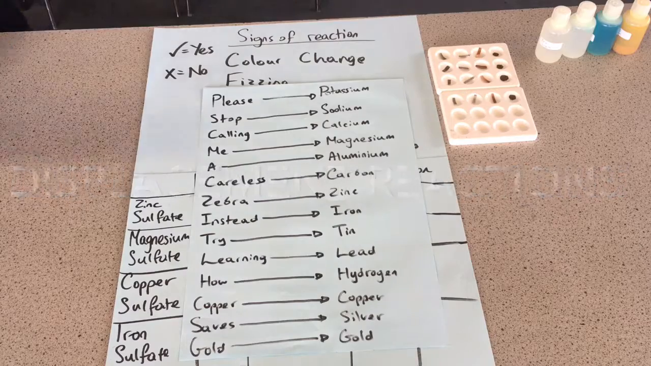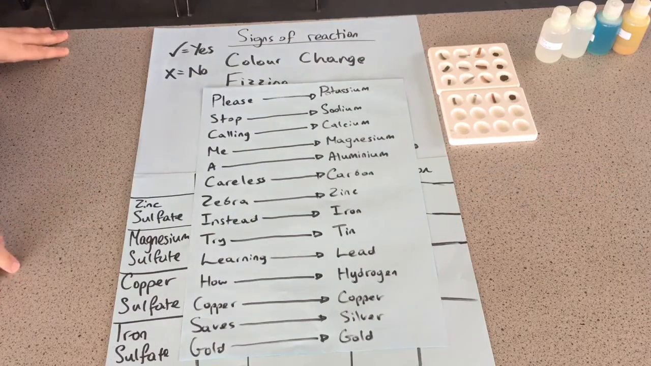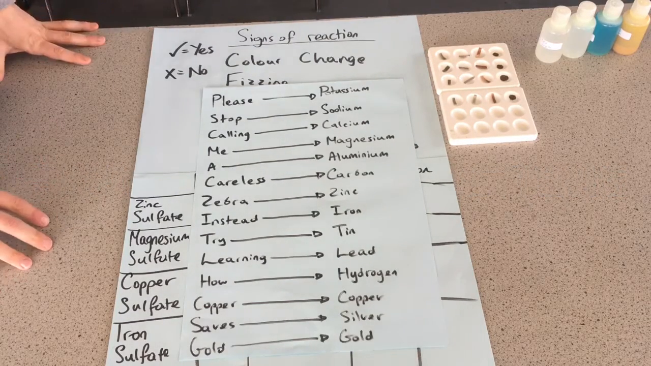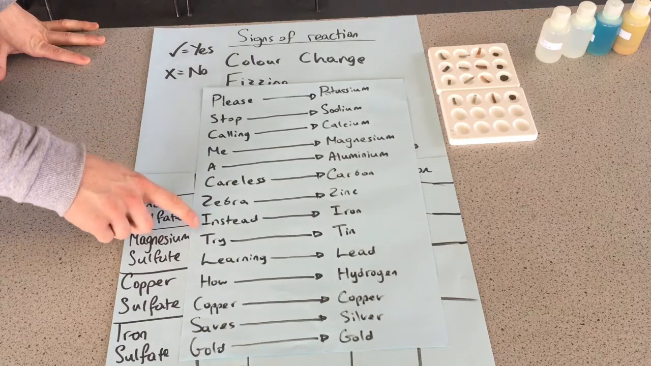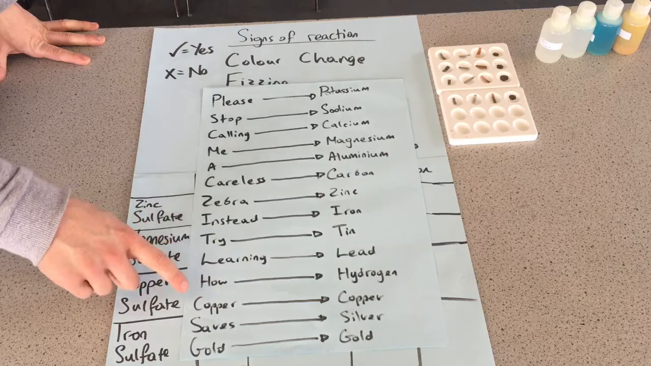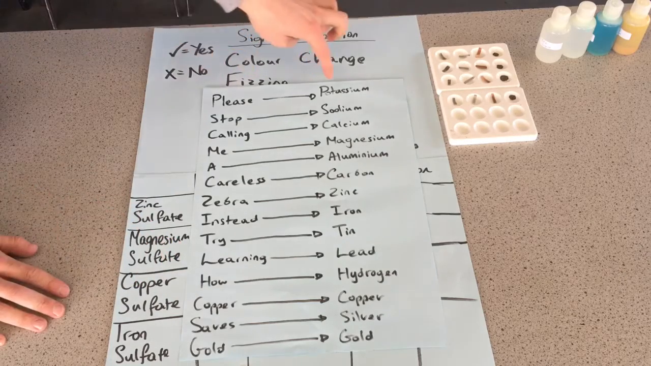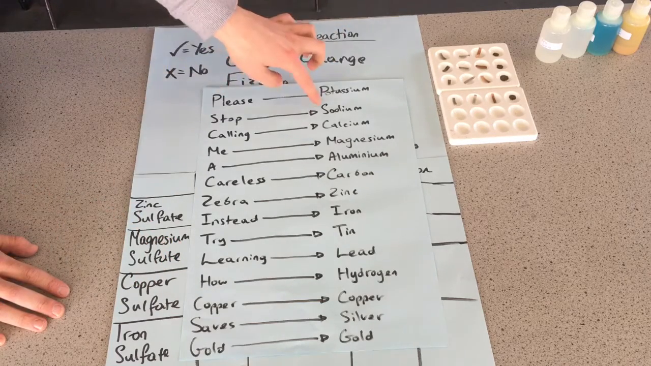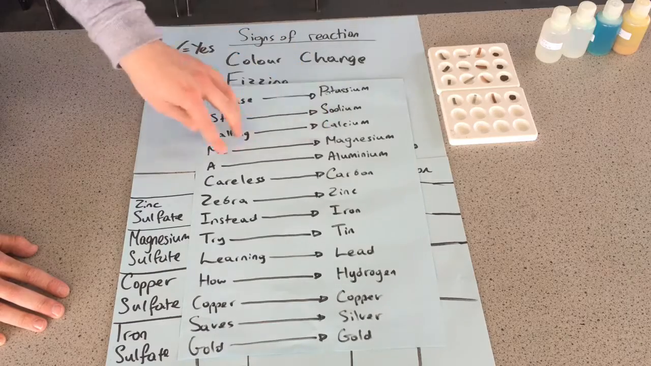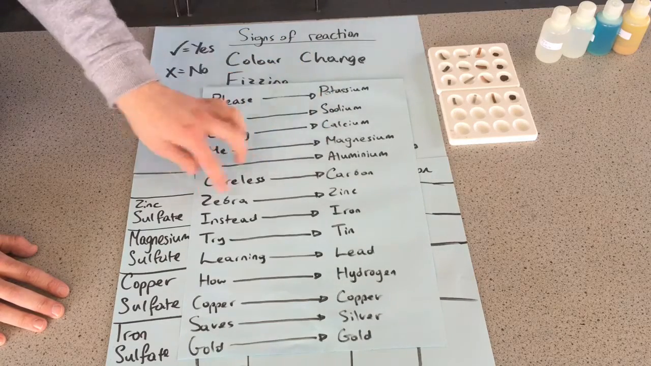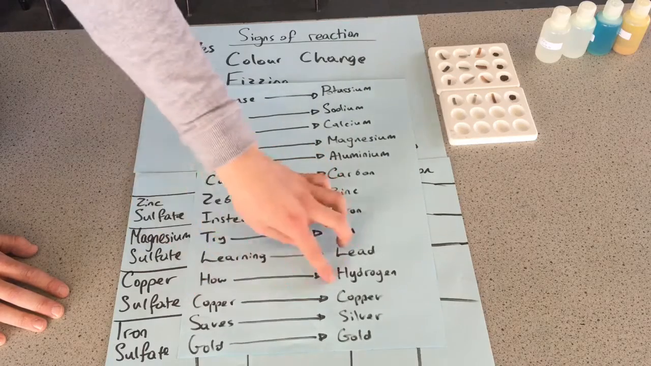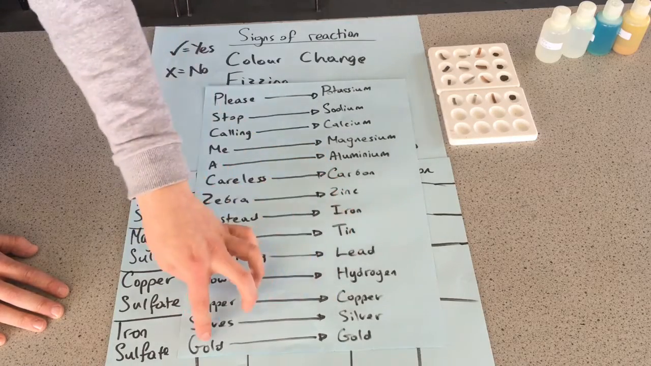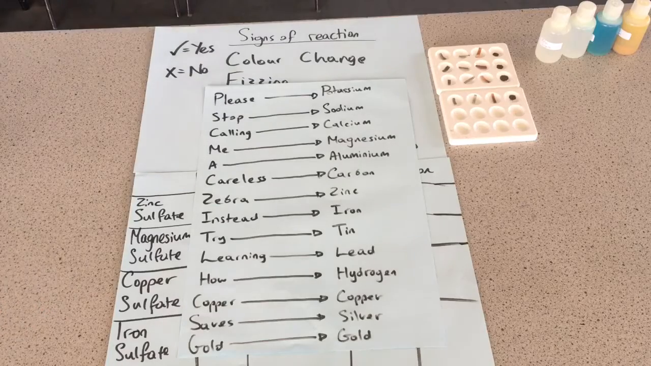I've got a reactivity series down in front of us, with a lovely little rhyme for this. Please stop calling me a careless zebra. Instead, try learning how copper saves gold. So we've got please, potassium; stop, sodium; calling, calcium; me, magnesium; a, aluminium; careless, carbon; zebra, zinc; instead, iron; try, tin; learning, lead; how, hydrogen; copper. Copper saves silver and gold. And gold. You've made that very clear for us, sir. Very clear. I thought I did, sir.